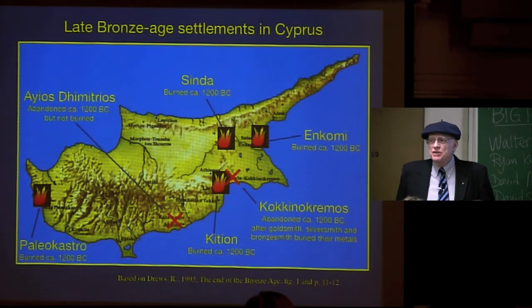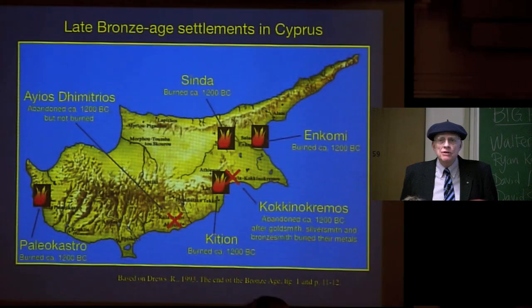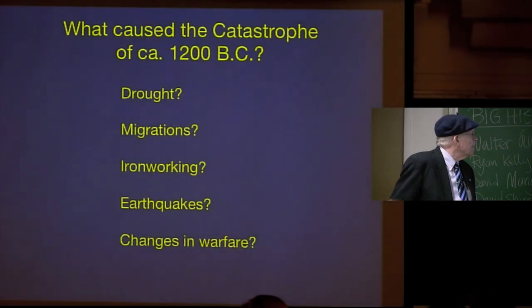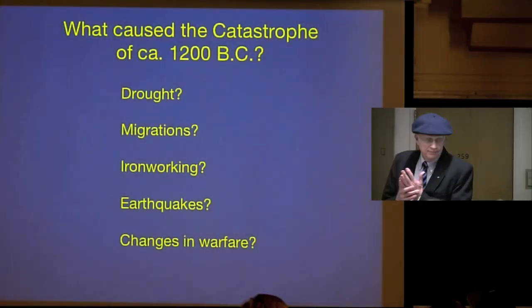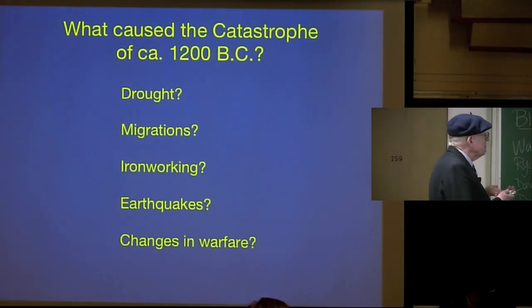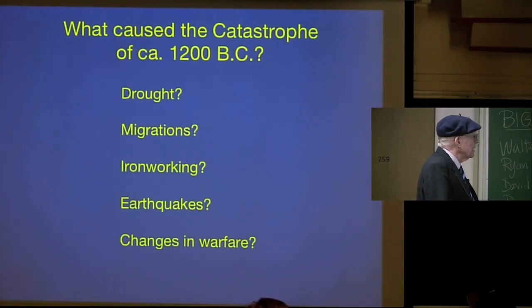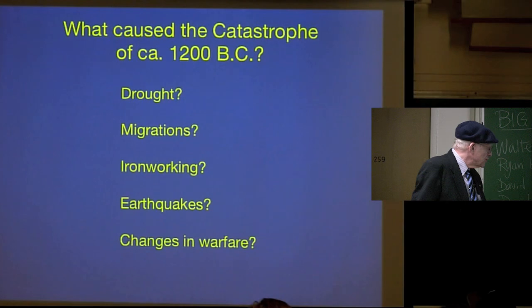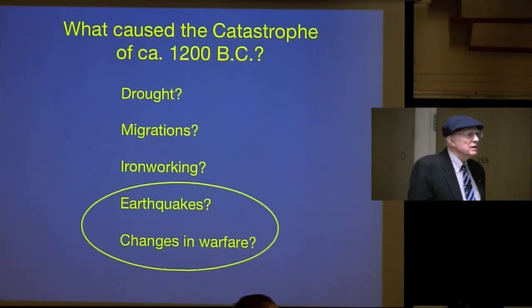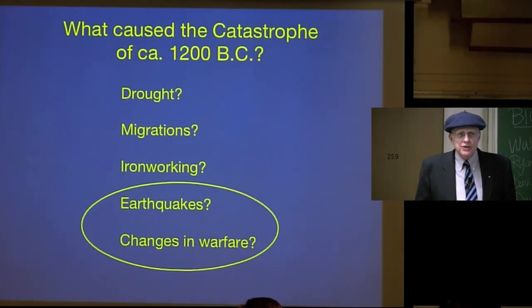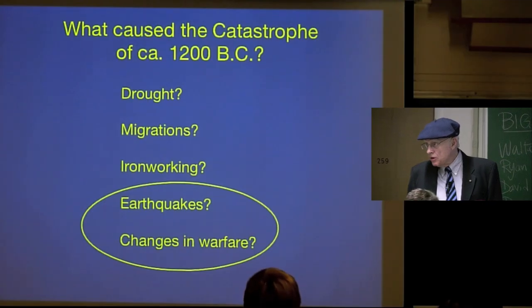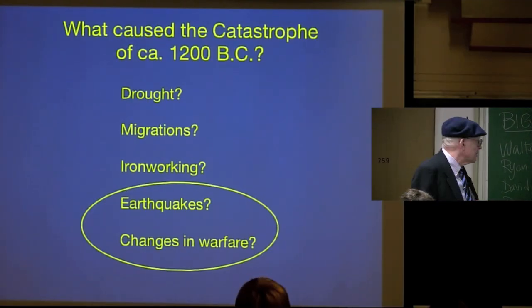And this is not just Cyprus. This is all over Greece. It's all over Turkey. It's over much of the Middle East. And something bad happened. Okay, so what might have caused this? Well, there are a number of suggestions that have been made: drought, migrations, ironworking. These last two, earthquakes and changes in warfare, those are the ones that I want to just briefly mention to you, because those look like the two suggestions that are most interesting and are attracting the most attention and support at the present time.